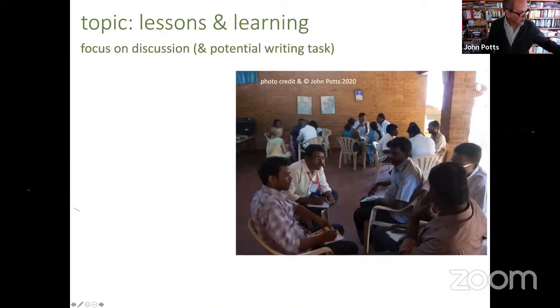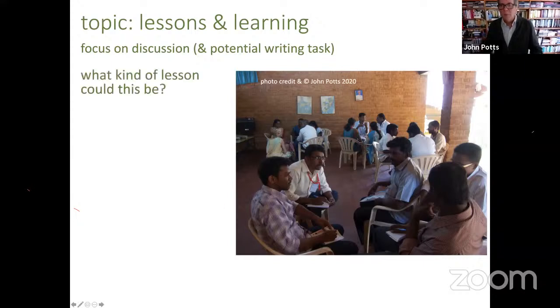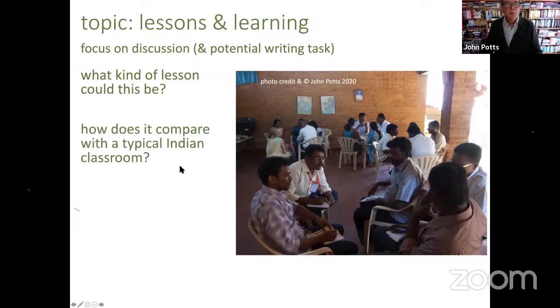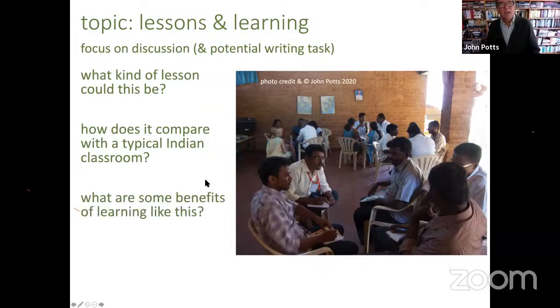We can use pictures to show a topic. So here, my topic could be focusing on education. So what kind of lesson is this? And how does it compare with a more typical classroom in India? I mean, the picture's obviously taken in India, but it's not, I think, a typical Indian classroom. And what are some of the benefits of learning like this? So notice now we're focusing on a topic, discussing a subject, not so much focusing on vocabulary or grammar or speculation, but talking about the topic that the picture helps to stimulate.